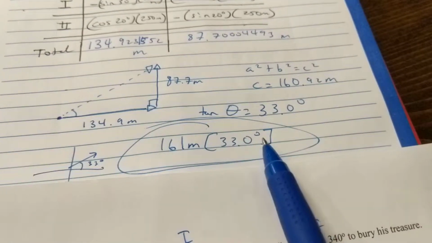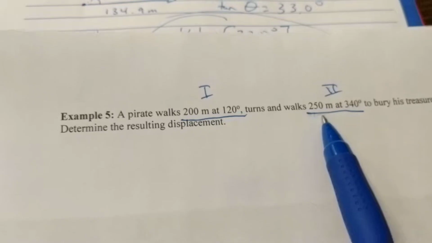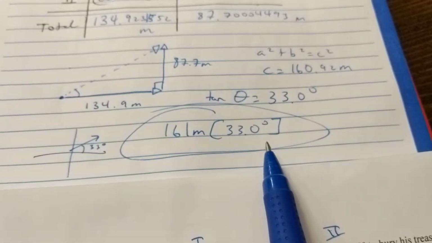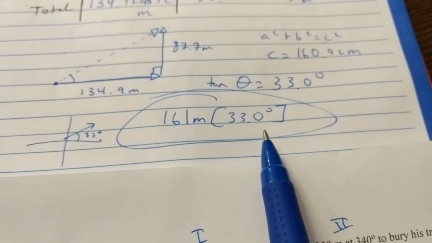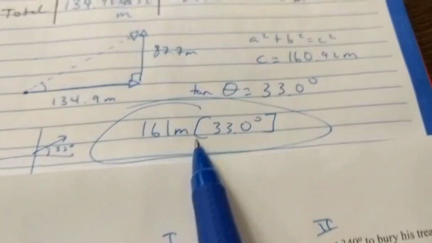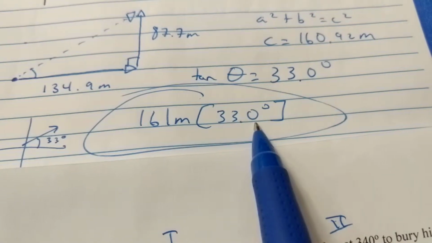So I don't even have to write north, south, east, or west. I go back to the question. And in the question, it was all 120 degrees, 340 degrees. It was that Cartesian system. So then my final answer is going to be in a Cartesian system as well. So my final answer is going to be 161 meters at 33.0 degrees.